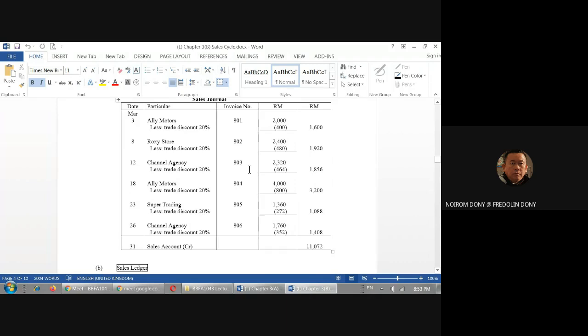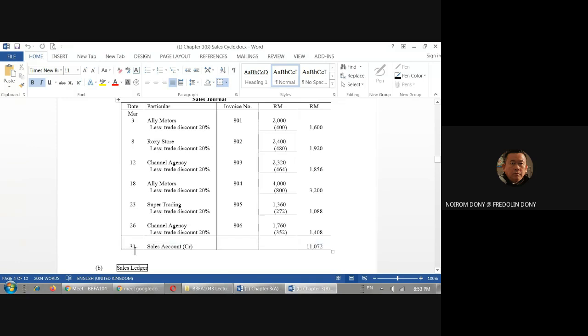So continue with all that, according to what you read in the transaction, and record in the sales journal. So you have done the listing from 3rd until 26th. So they are 6 transactions. Then total it on 31st.